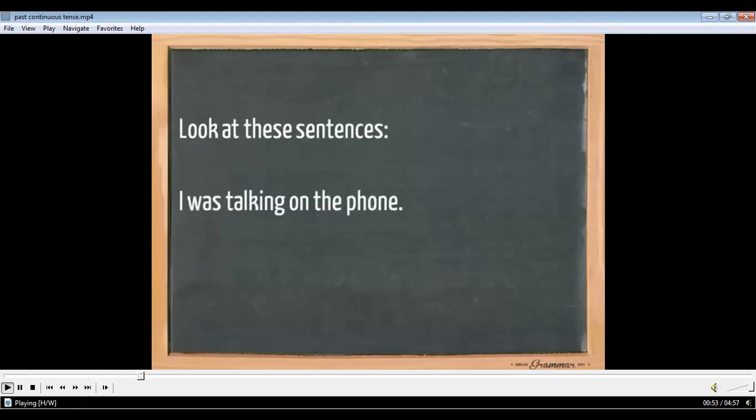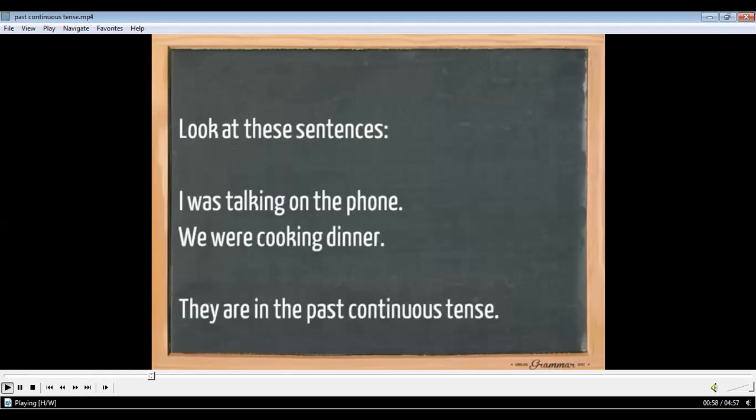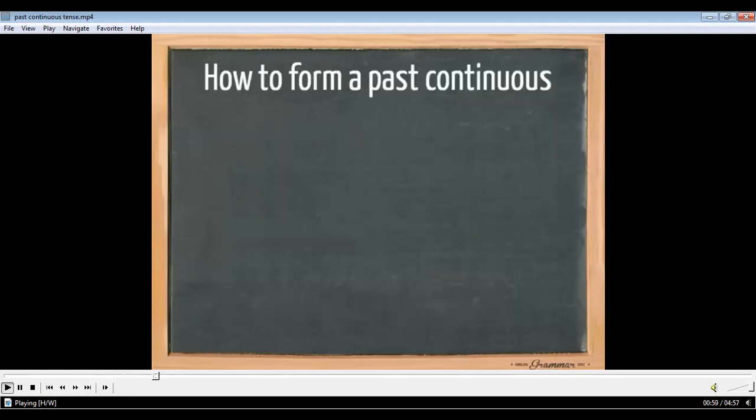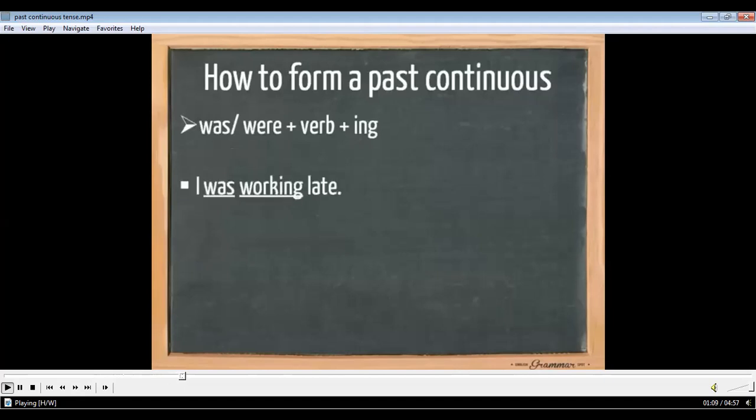Now let's get started. Take a look at these sentences. I was talking on the phone and we were cooking dinner. Both these sentences are in the past continuous tense. How to form a past continuous? We use the past tense of the verb to be, so either was or were, the base form of the verb and ing. I was working late.